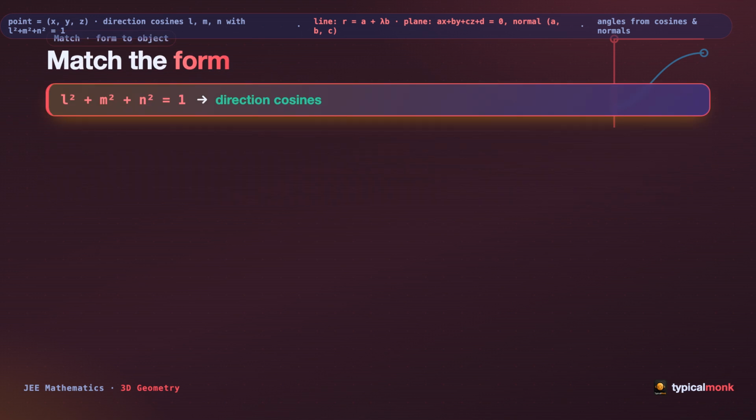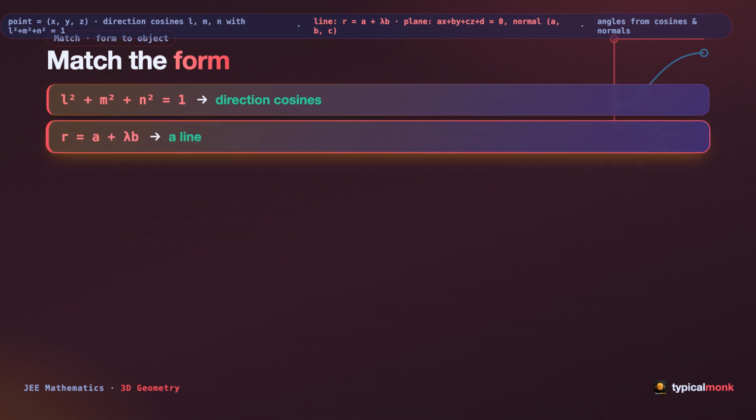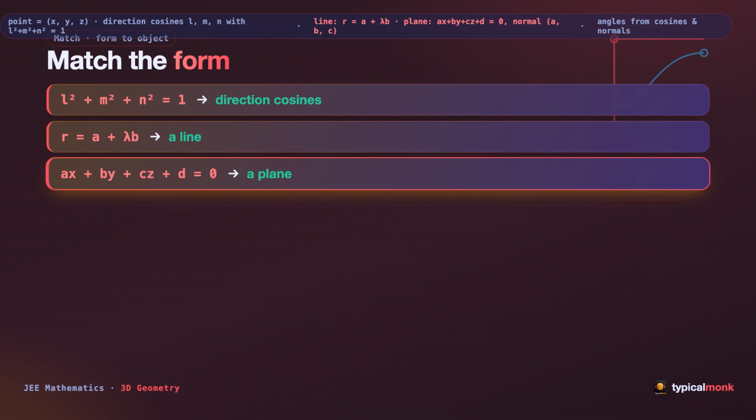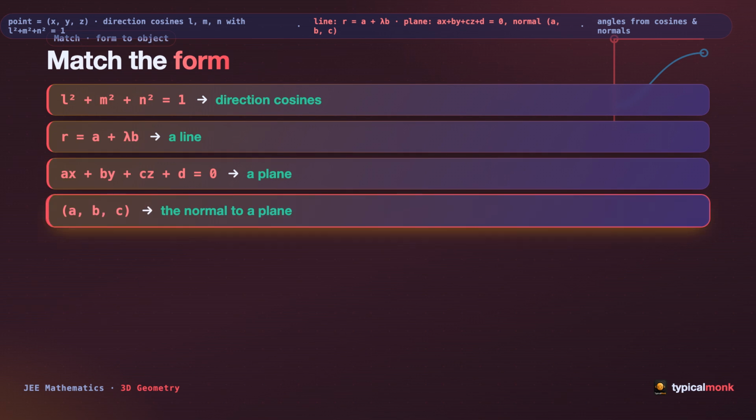Now match each form to its object. L squared plus m squared plus n squared equals 1 goes to direction cosines. r equals a plus lambda b goes to a line. ax plus by plus cz plus d equals 0 goes to a plane. And the vector a, b, c goes to the normal to a plane. 4 pairs, each worth memorizing.